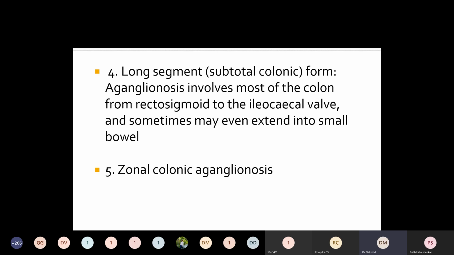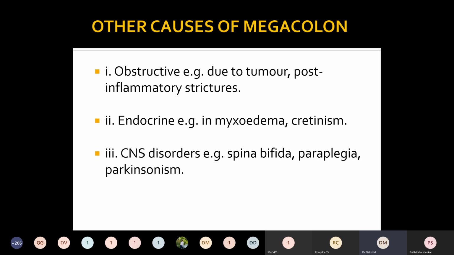Okay, this is another very important question you could get as a 5 marker in your exam, so read about it. Other causes of megacolon, I told you it is not just Hirschsprung. This is not specific to Hirschsprung, so there are many other causes. First thing, it could be obstructive causes like a tumor or post-inflammatory strictures, like in many of the inflammatory bowel diseases that we have seen. So proximal to the strictured part, you could have a dilated segment causing megacolon.